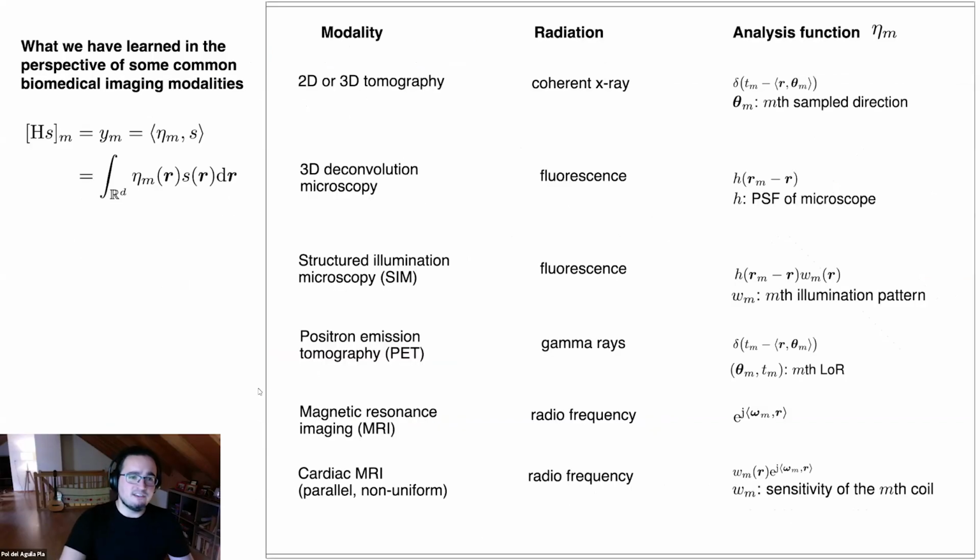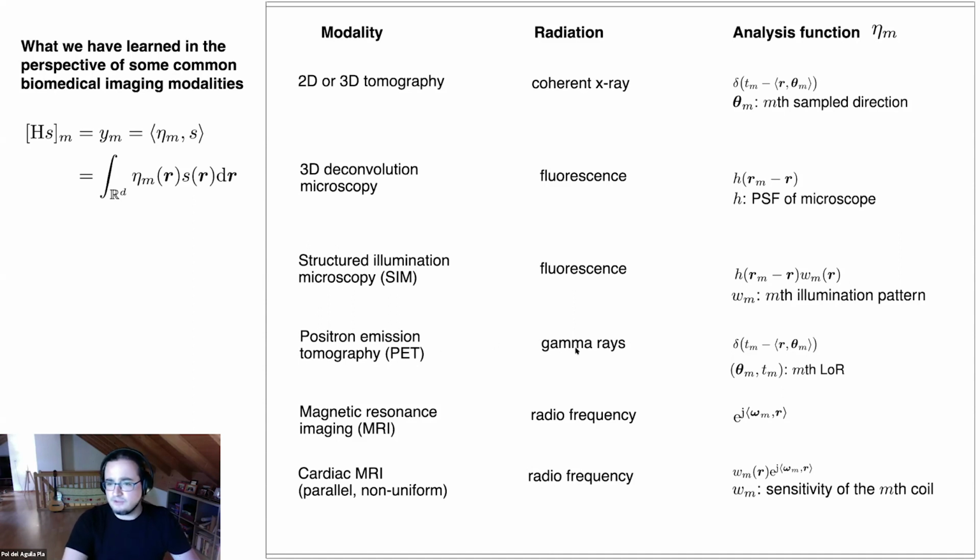So what we have learned now is that imaging operators are simply characterized by analysis functions, and that with a few of them, we can characterize many popular modalities. In 2D or 3D tomography, we go for the Dirac pulses in the direction that forces the direction of the line. In 3D deconvolution microscopy, we have simply the PSF of the microscope. In structured illumination microscopy, we have the PSF of the microscope multiplied by the illumination pattern.